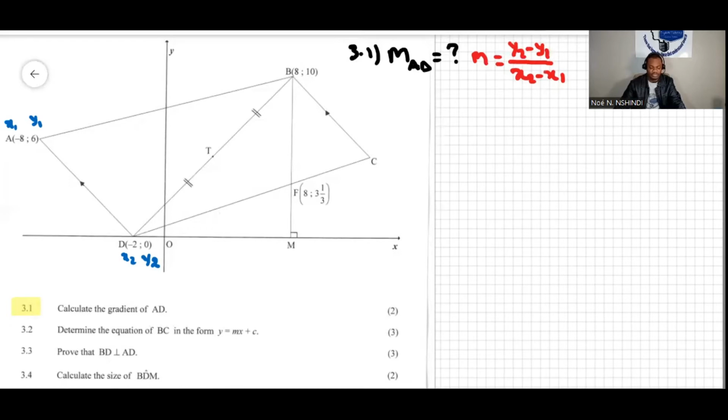Now I'm just going to substitute these values into the gradient formula to find the gradient of AD. The gradient of the line AD, m AD, will be 0 minus 6 all over -2 minus -8. That's important, minus -8. Now that will be -6 over -2 plus 8. Then the gradient of AD is equal to -6 over 6, which is equal to -1. That's the gradient.